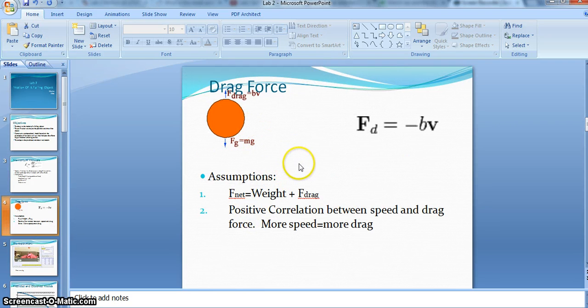If we include drag, the drag force is equal to negative b, which is the drag coefficient, times the object's velocity. So our assumptions in this case are that 1, the net force is equal to the weight plus the drag force, and 2, that there's a positive correlation between speed and drag force. So more speed is equal to more drag.